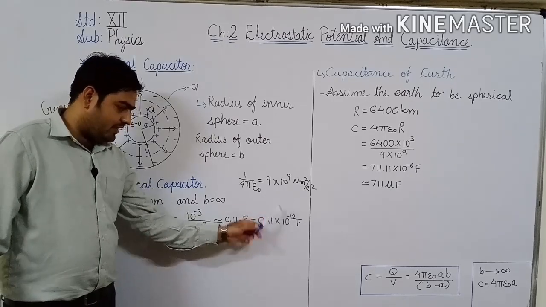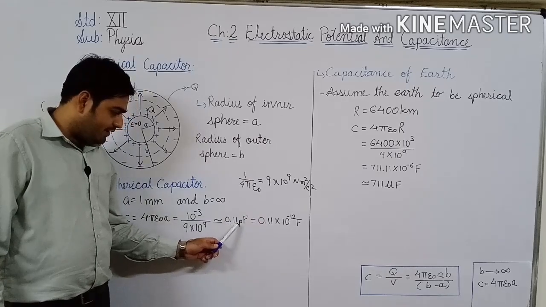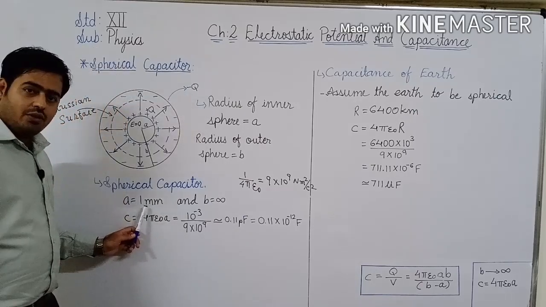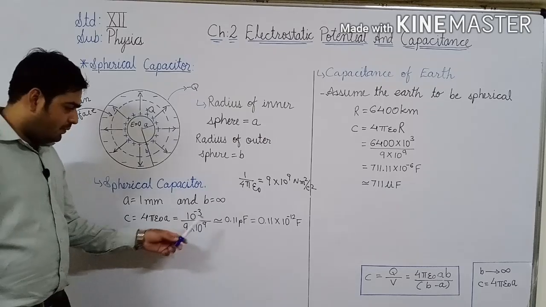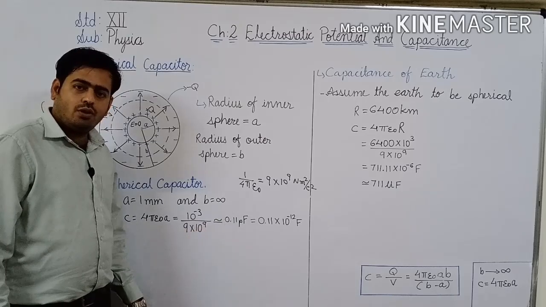10 raised to minus 12 is denoted by pico. So, 0.11 picofarad. When we take A is equal to 1 millimeter and B infinity, then the capacitance of that spherical capacitor will be 0.11 picofarad.